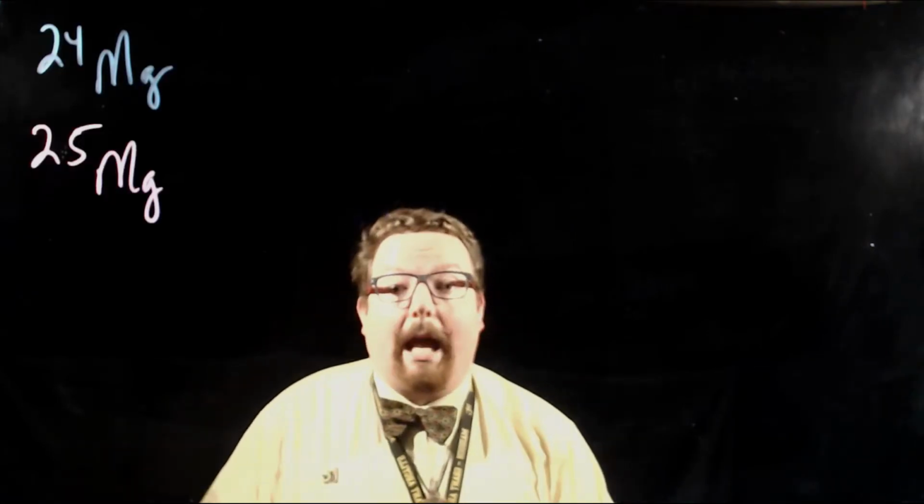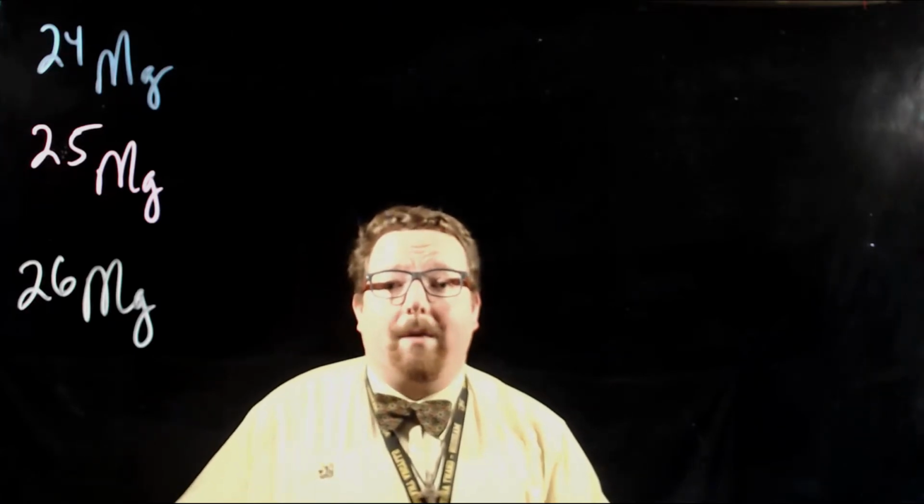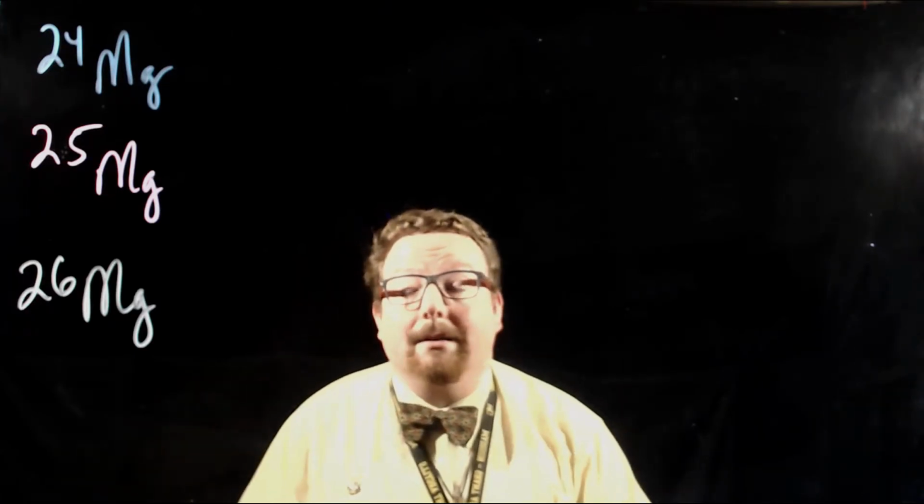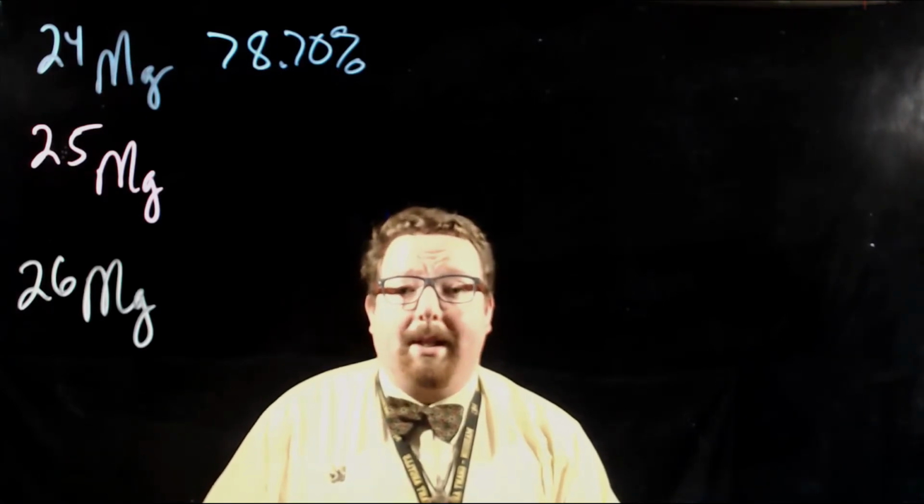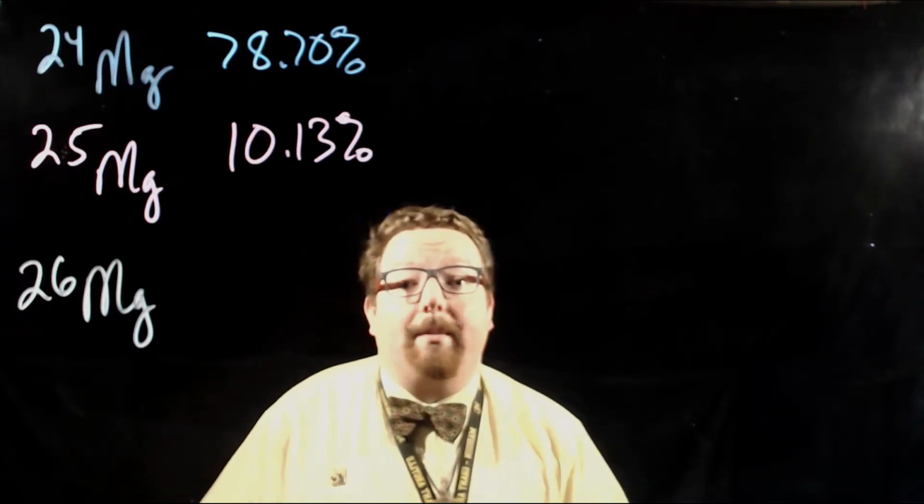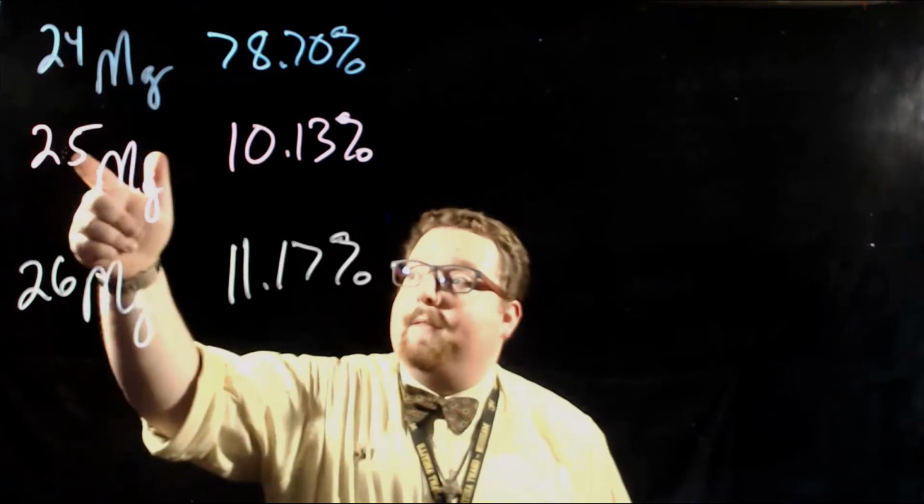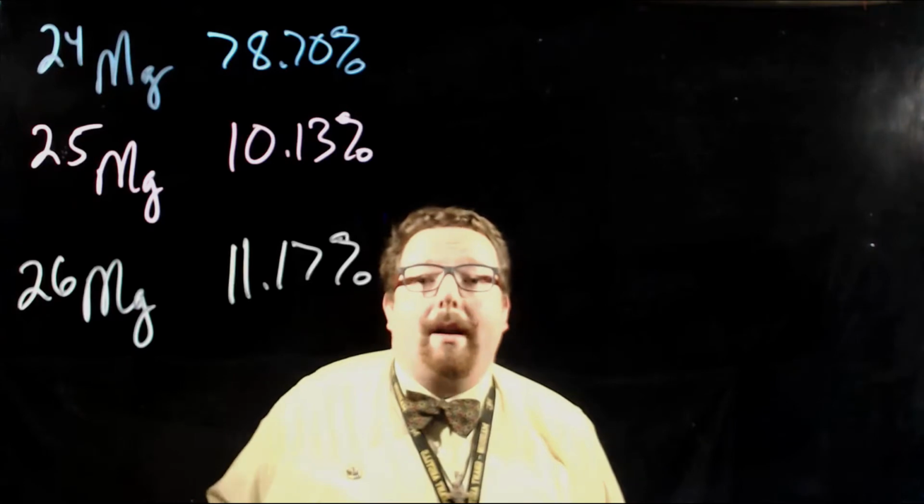Our example problem says that we have 3 different isotopes of magnesium that naturally occur in nature. We have magnesium-24, magnesium-25, and magnesium-26. It also says that our natural abundance for magnesium-24 is 78.7%. Our natural abundance for magnesium-25 is 10.13%, and our natural abundance for magnesium-26 is 11.17%. The 24, 25, and 26 are our mass numbers, and these percents are our natural abundance.